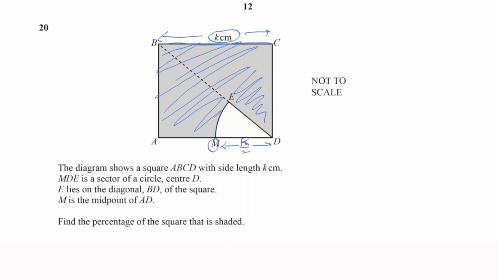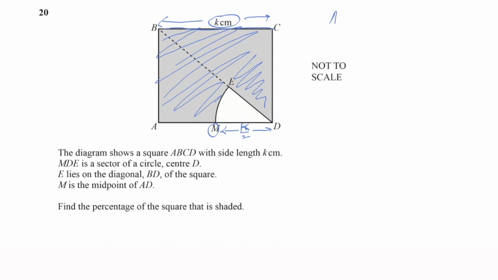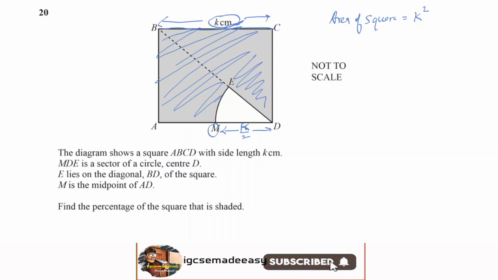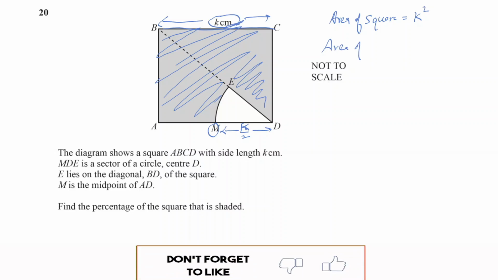So let us first find the area of the square. What is the area of the square? The area of the square is k square, because k is the side given, and k square will be the area of the square. Okay, perfect. Then let's move on to finding the area of the sector.